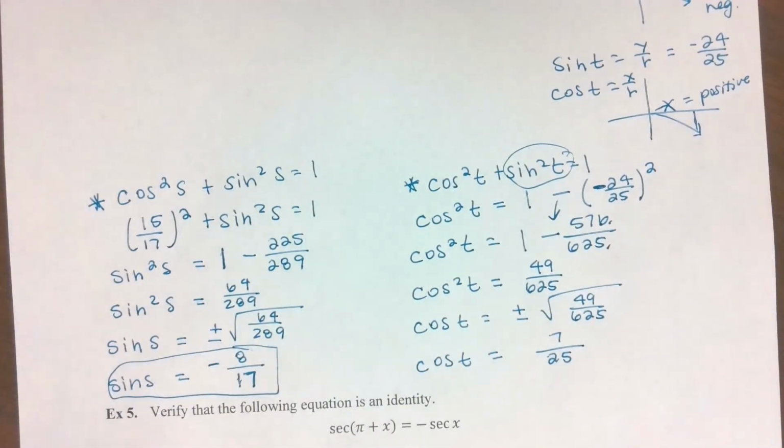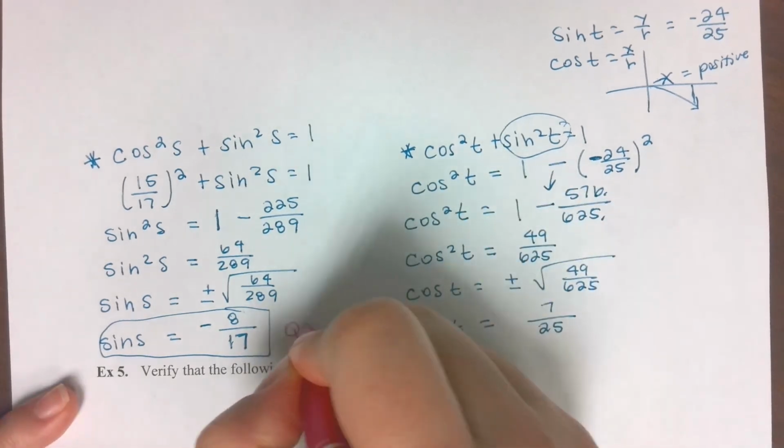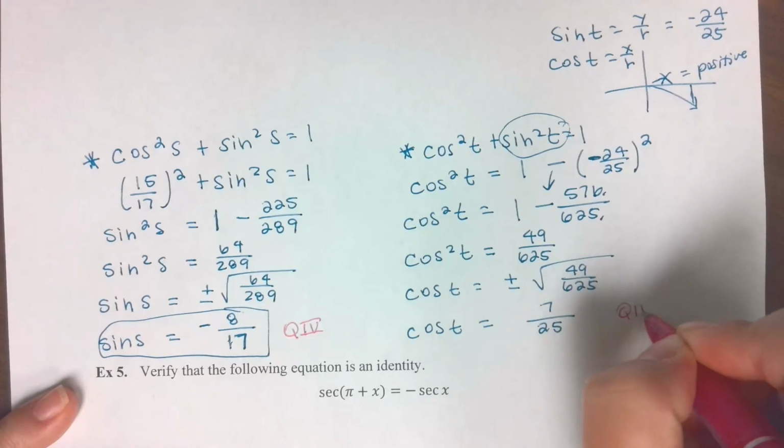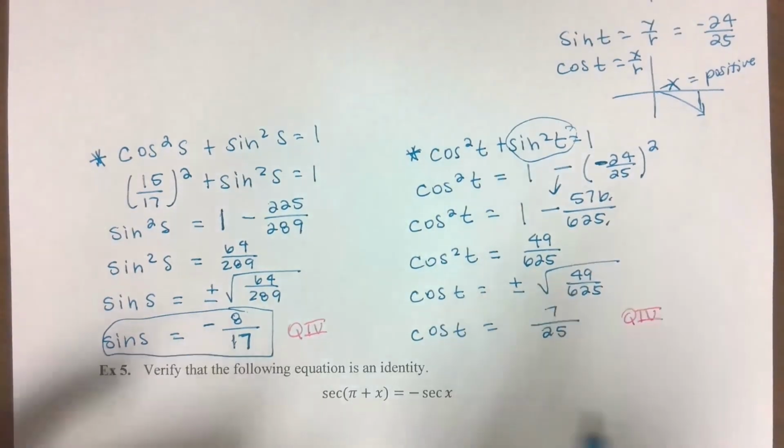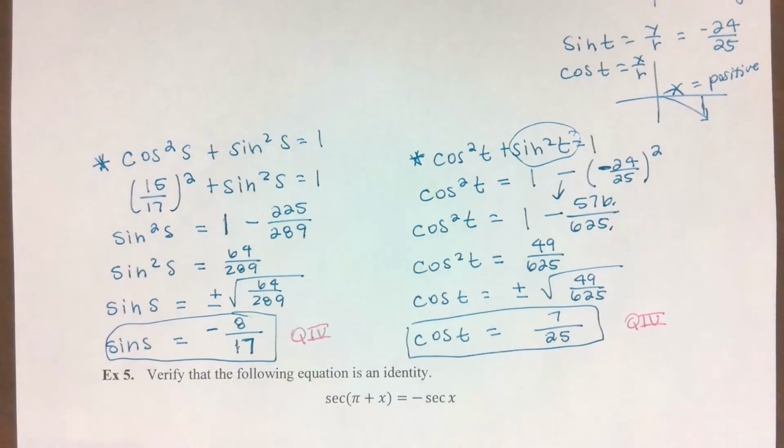Okay, and then the last thing I need to check is, is it positive or negative? Again, we're in quadrant 4, so cosine is positive in quadrant 4. So 7 over 25 would be the answer for cosine t.